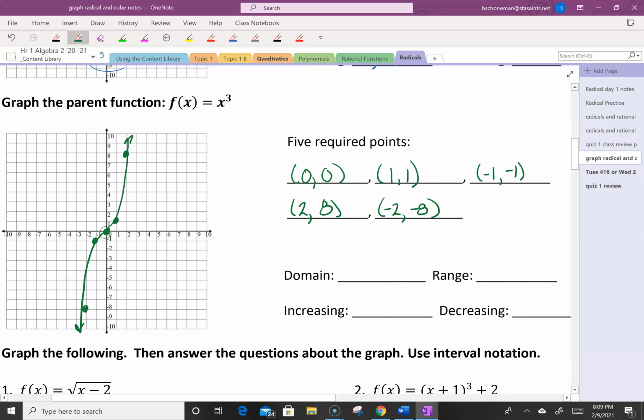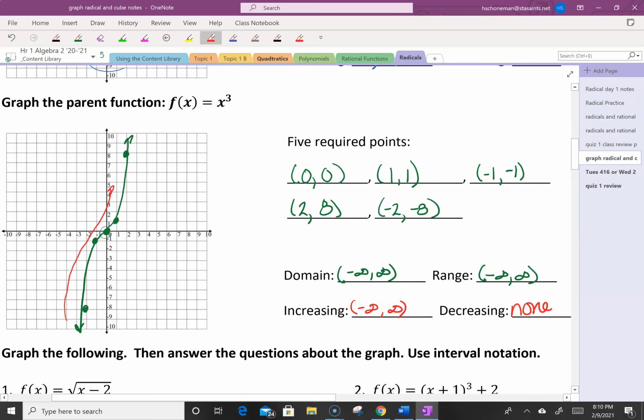My domain is from left to right, and all the x values are available to me, so it goes from negative infinity to infinity. The range, all the y values up and down are available, so it goes from negative infinity to infinity. This graph, as I'm going along and reading it from left to right as if it was a roller coaster, is constantly going up. So it's never decreasing, and it's always increasing.